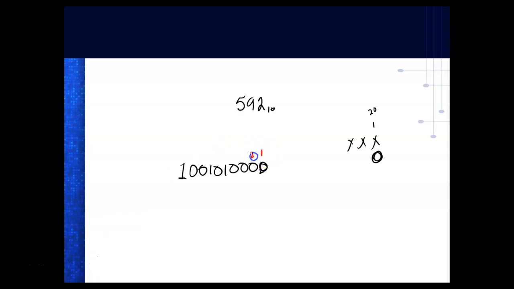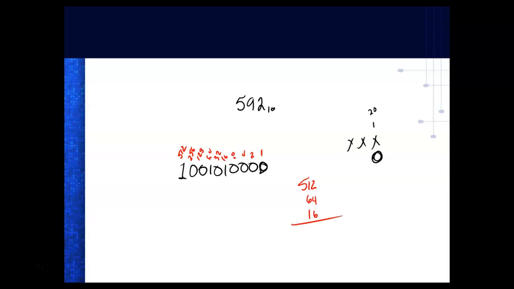So this will be 1, 2, 4, 8, 16, 32, 64, 128, 256, 512. So I add 512 plus 64 plus 16, and then that should add up to 592. That okay? Looks good to me. Good job.